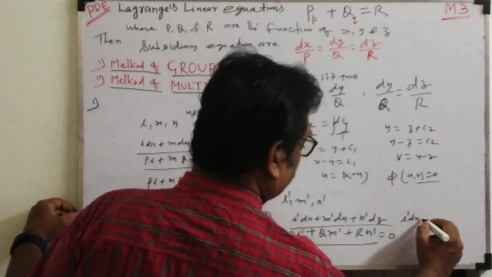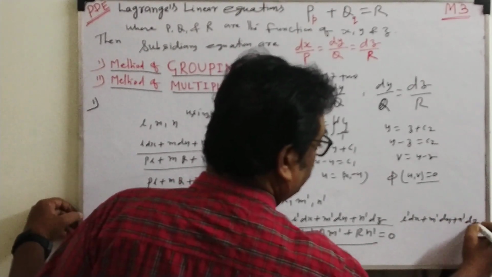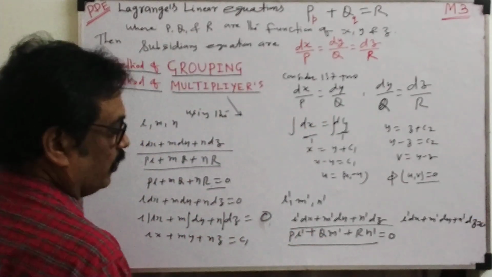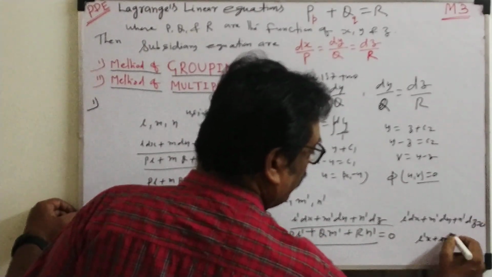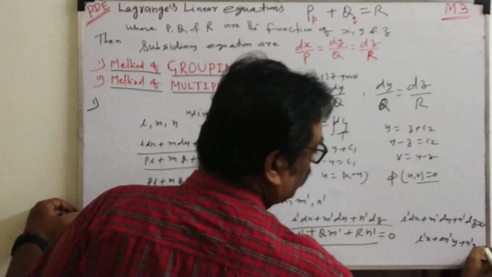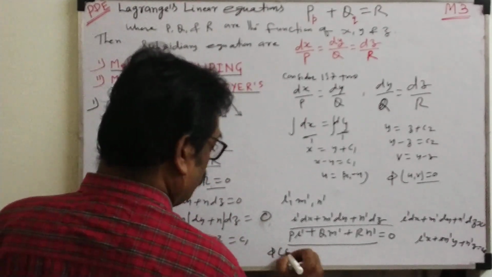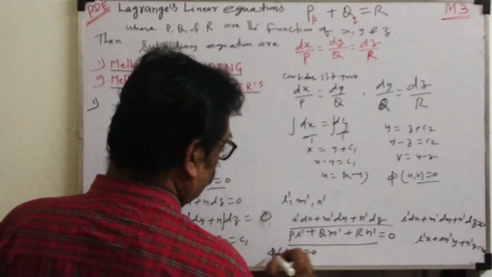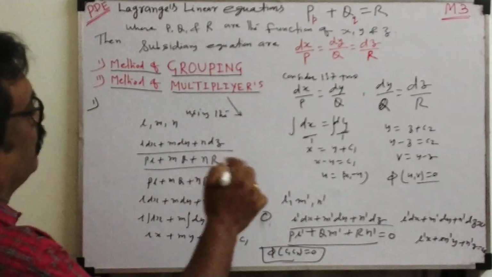L dash dx plus M dash dy plus N dash dz will become 0. So here again we'll get L dash x plus M dash y plus N dash z equal to C2. So again what will we write here? Phi of C1, C2 equal to 0. This is the solution. So this is the theorem you have to remember.